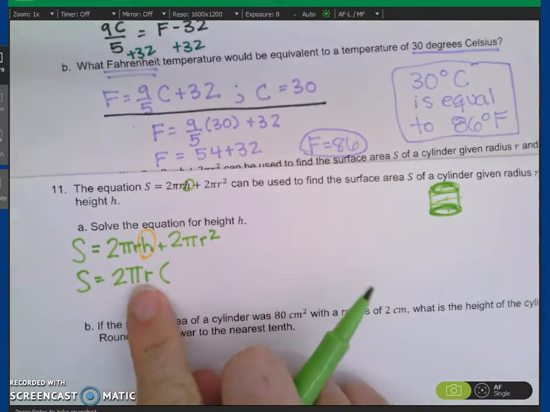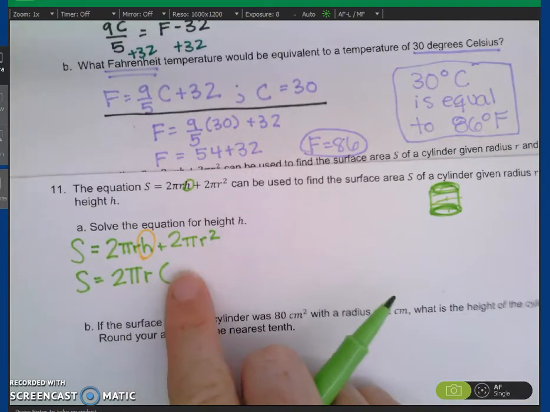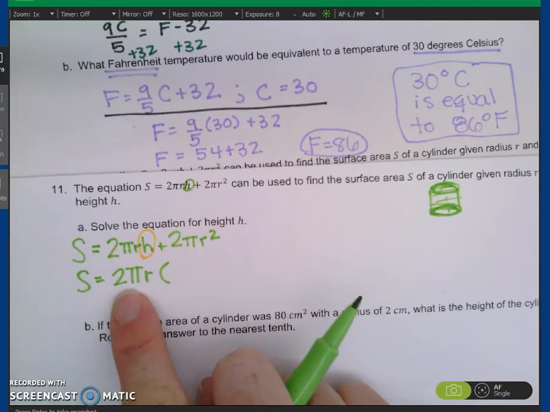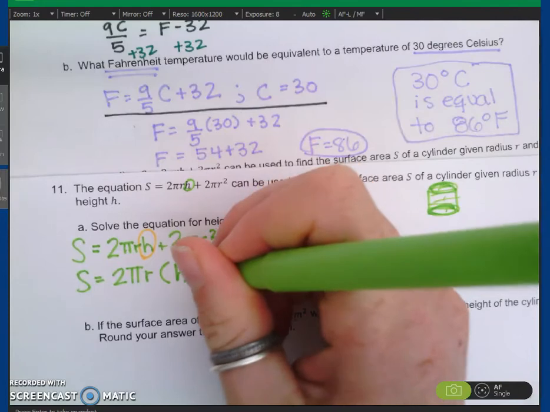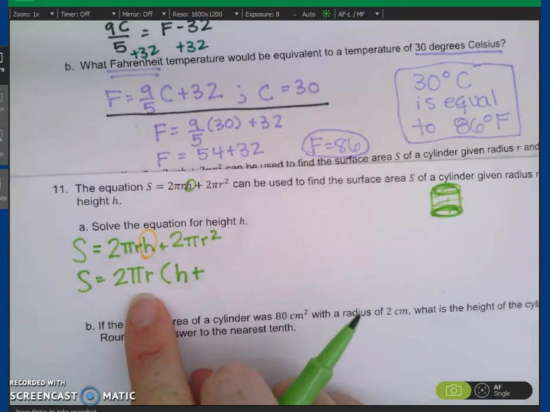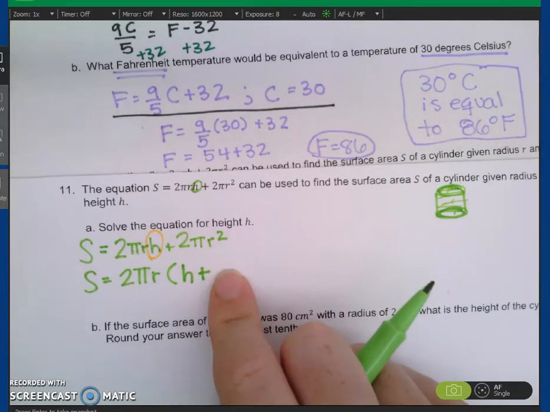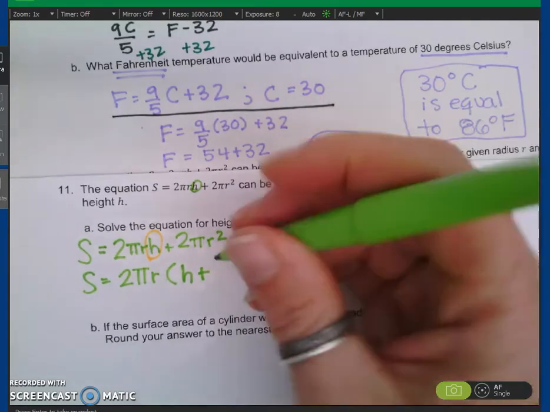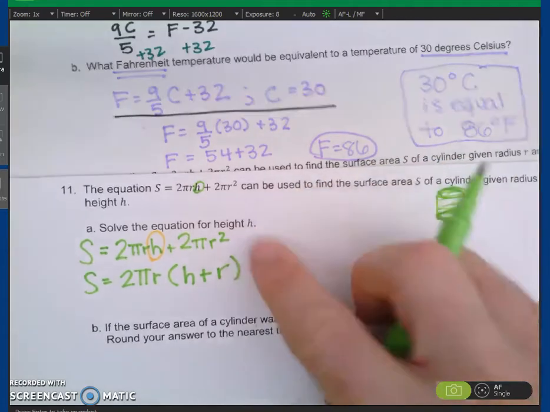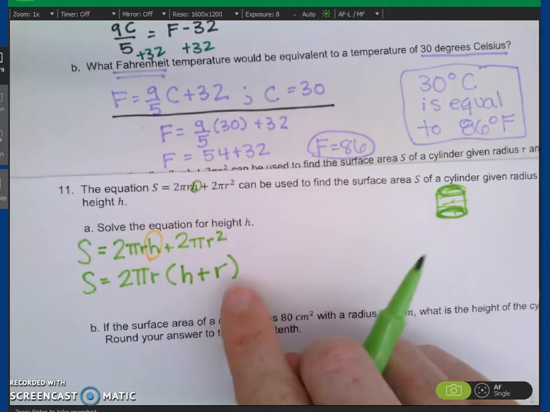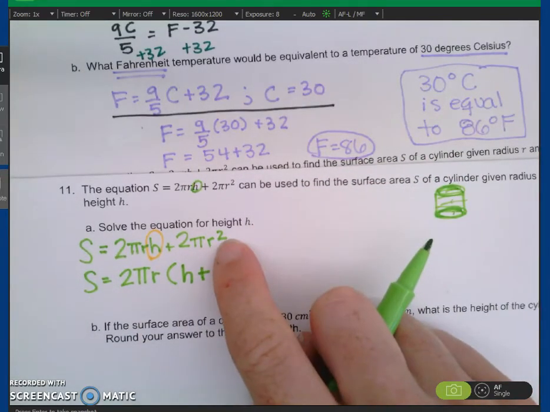If I was going to multiply 2 pi r by something to get 2 pi r h, I would multiply 2 pi r by... That's right, h. Plus, if I was going to multiply 2 pi r by something to get 2 pi r squared, what am I multiplying that by? That's right, I'm multiplying it by r. This exponent tells me how many times I'm multiplying. R times r is r squared.